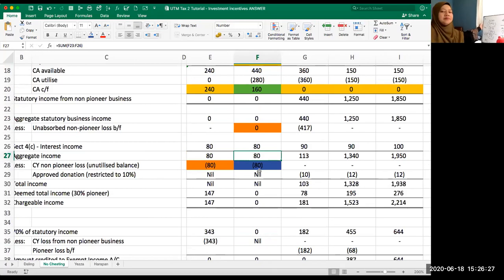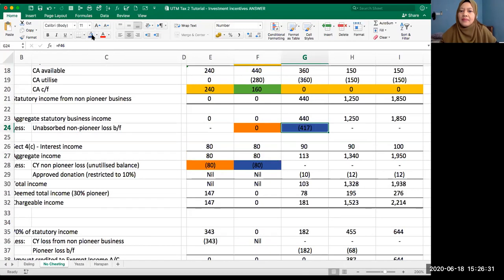320 bawa ke mana? Dia akan bawa ke sini. Nampak? So 320 bawa ke depan, ada 320 in third year. But remember that you also have the 97. 320 plus 97 pada mana? Loss brought forward from the previous year. So you plus 97, you akan dapat 417.